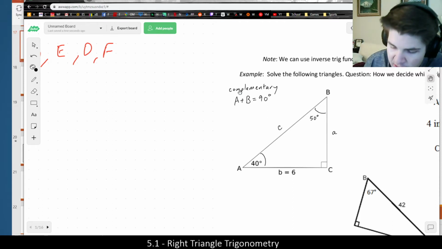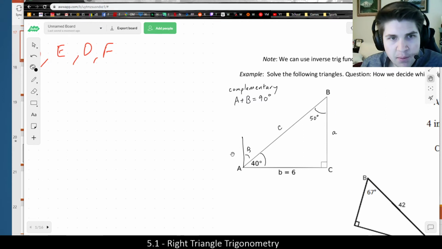Basically they add up to 90, or together they form a right angle if they were put together. And you could kind of imagine shifting angle B to right there. If you put them right next to each other, those two angles together would form a right angle. It just sort of makes sense, because if this one's right, then those two together must also be right.